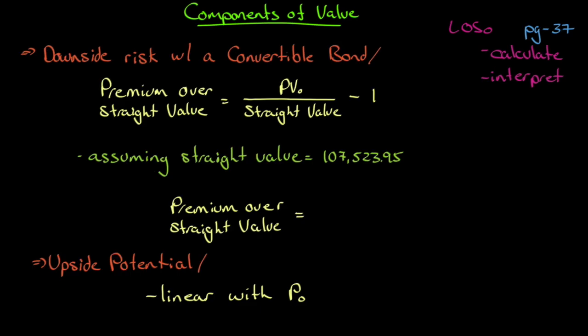Okay, let's look at another measure of value here. The downside risk with a convertible bond, we can measure something called the premium over straight value. This gives us the downside risk. We take the present value of the bond divided by the straight value minus 1. Let's assume the straight value is 107,523.95. In this reading, it's given to you.